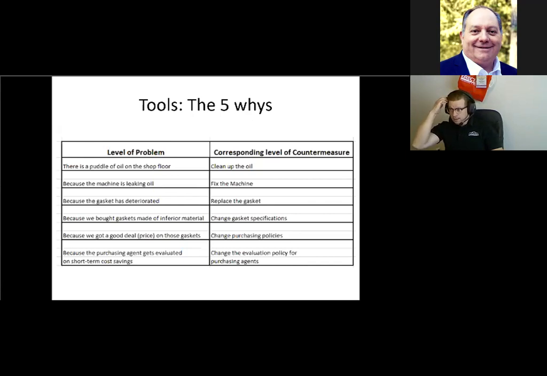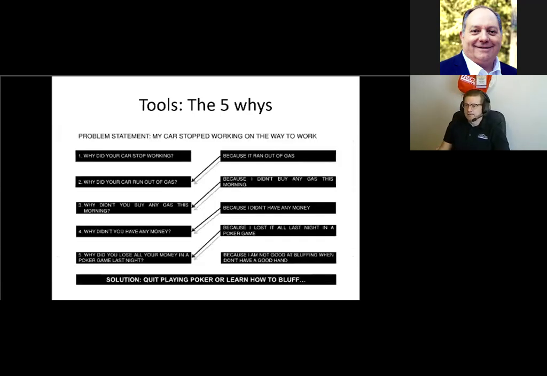We can look at another example of the 5 whys here, which is a little bit more jovial. You're driving and your car stops working. You ask yourself why. It's because we ran out of gas. You ask yourself why. It's because we didn't buy any gas this morning. So we ask ourselves why. It's because we didn't have any money. So we ask ourselves why. Because we lost it all last night in a poker game. We ask ourselves why. It's because I'm not good at bluffing when I don't have a good hand.